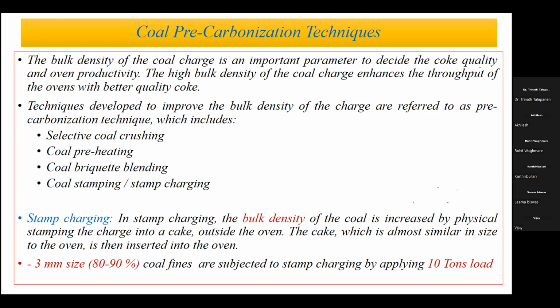but out of which I'll be discussing the last one, that is the stamp charging process, which our JSPL plant basically follows. So in stamp charging, the density of the coal is increased by physically stamping the charge into a cake outside the oven, and this cake, which is almost similar in size to the oven, is inserted into the oven.